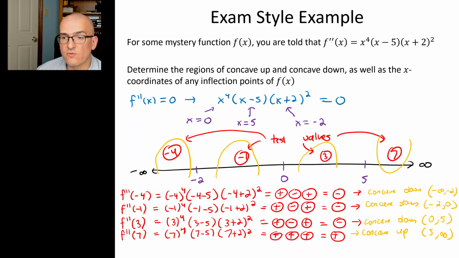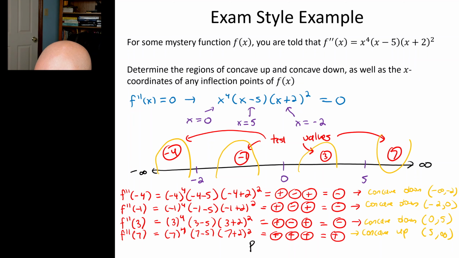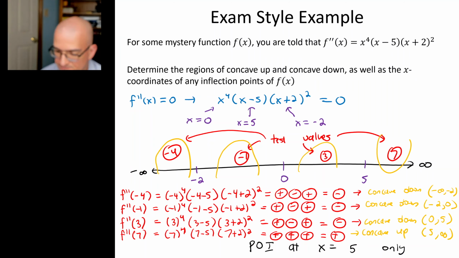Okay, where do we have an inflection point? There's only one, where it changes its concavity, and that's happening at x is equal to 5. So POI at x equals 5 only. The only spot where the concavity changed.